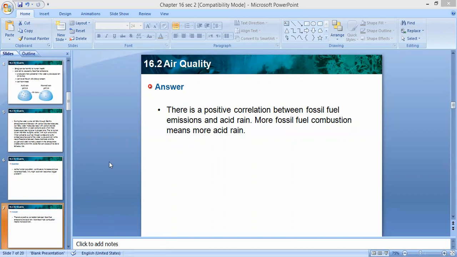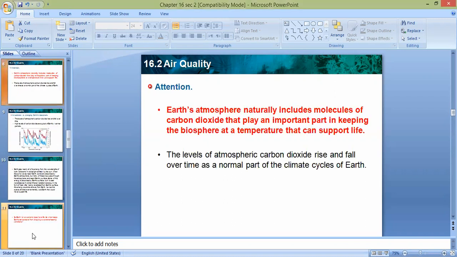Okay, good morning to you. Fine. Now, if every time there is more fossil fuel combustion, I use more fossil fuels, I burn more fossil fuels, I get more chemicals, which are nitrogen oxide and sulfur oxide, meaning more acid rain. Okay, this is the relation.